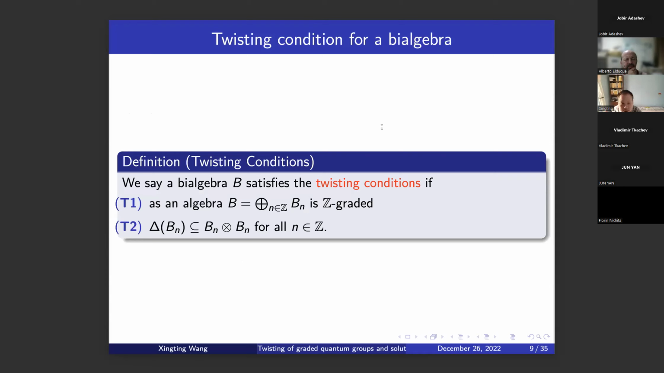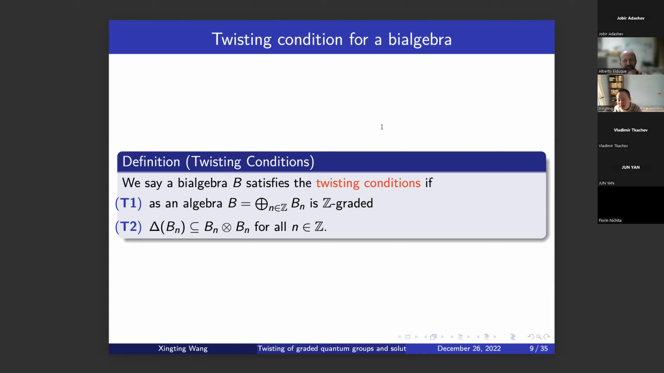So what is a twisting condition? Only T1, T2. T1 should certainly be there because I want it to be Z-graded. And also I don't care about the co-algebra structure. So it's only a Z-graded algebra, not a Z-graded co-algebra. And the second one says it's not graded as a Hopf algebra, okay? The second one means that if you apply the co-multiplication on each homogeneous piece, you have a diagonal map. So condition 2 means delta is a diagonal map of the grading.